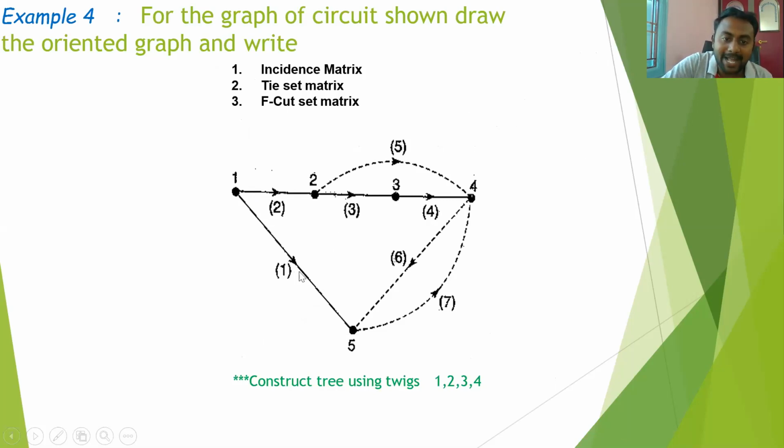So branch 1 is a twig, 2 is a twig, and 3 is a twig. So these 4 are the twigs. Branches 1, 2, 3, 4 are the twigs and 5, 6, 7 are the links. In the problem itself they gave which are the twigs and which are the links. For this one we have to write the incidence, cut set and tie set matrices.